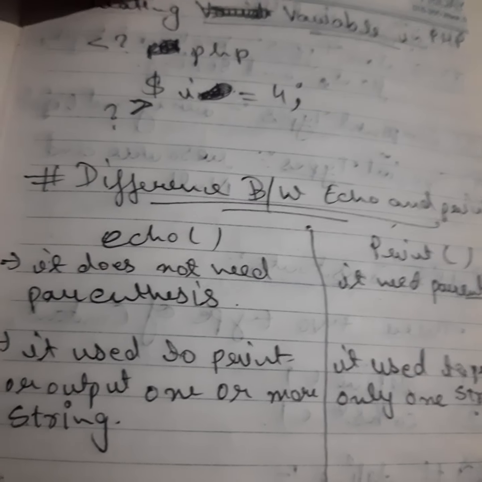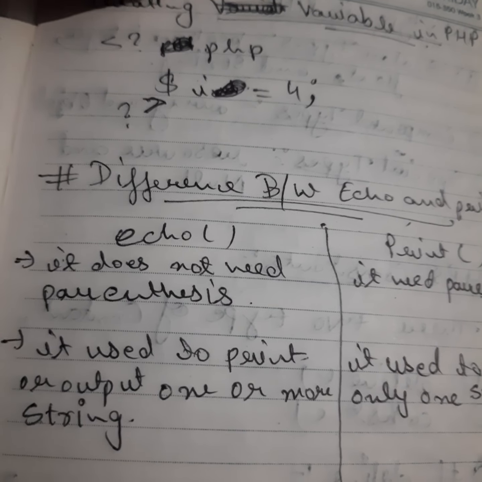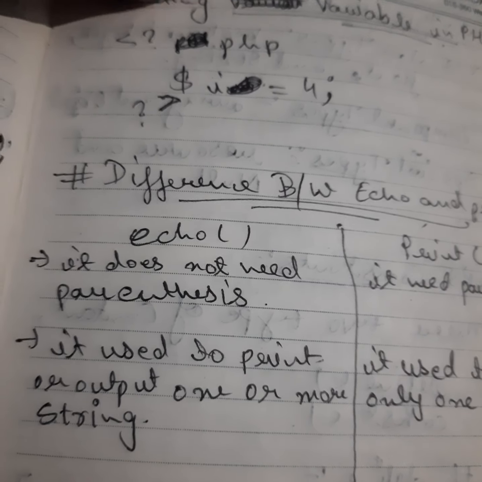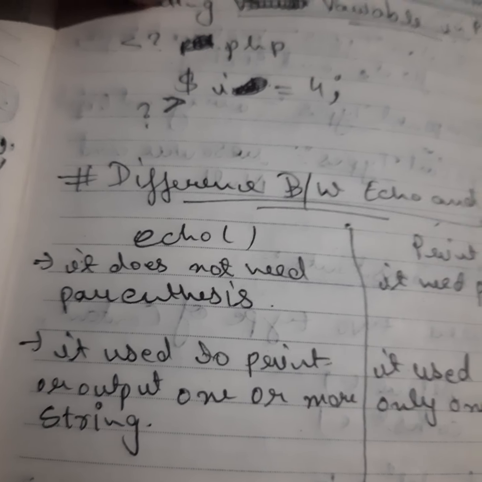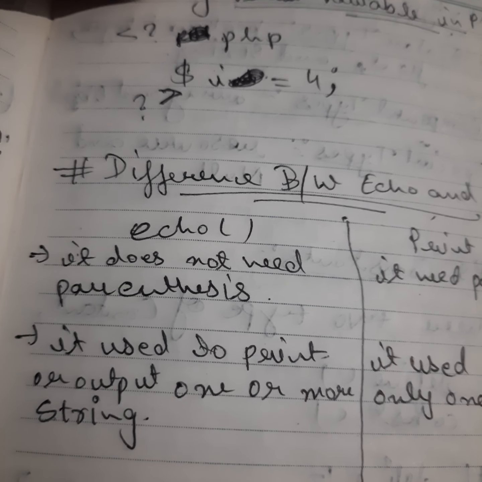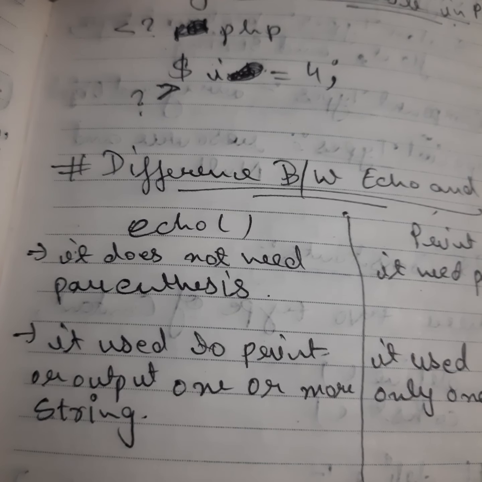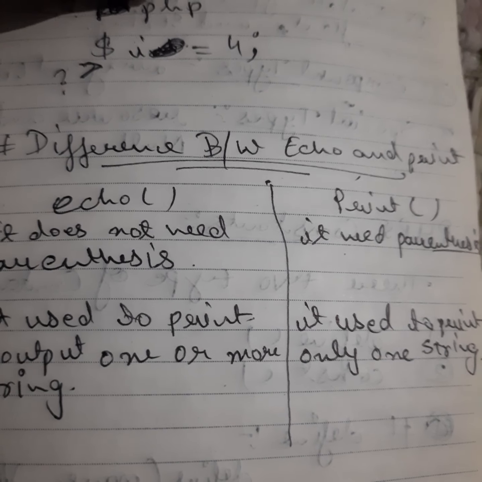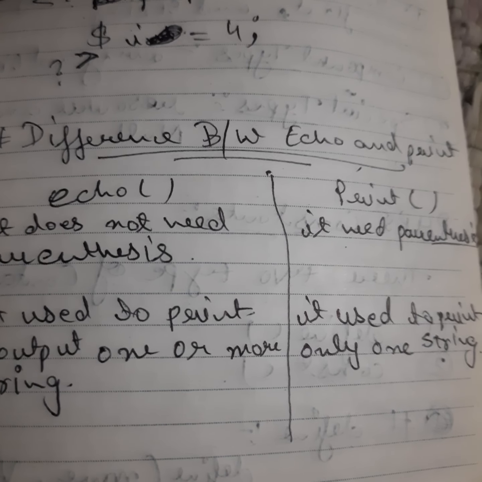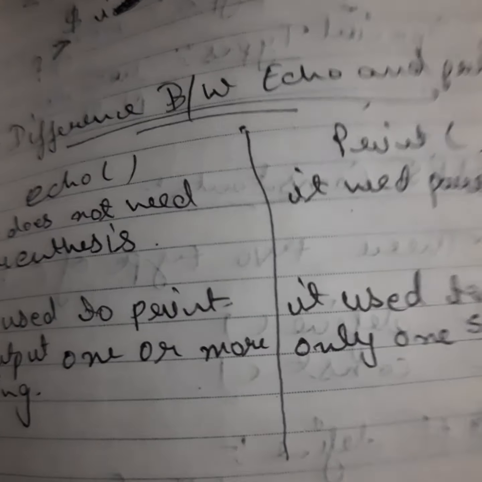Difference between echo and print. I previously told that echo does not need any parenthesis, the simple brackets, that will not be needed. It is used to print or output one or more strings. Print needs parentheses, the simple brackets. It is used to print only one string or an integer.